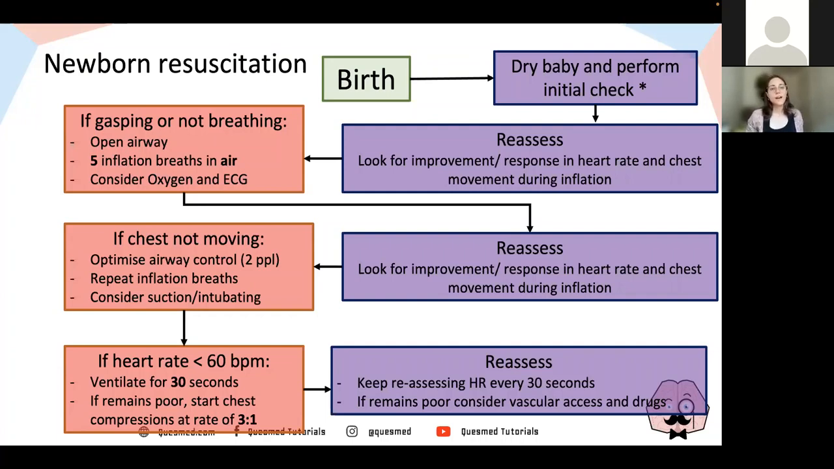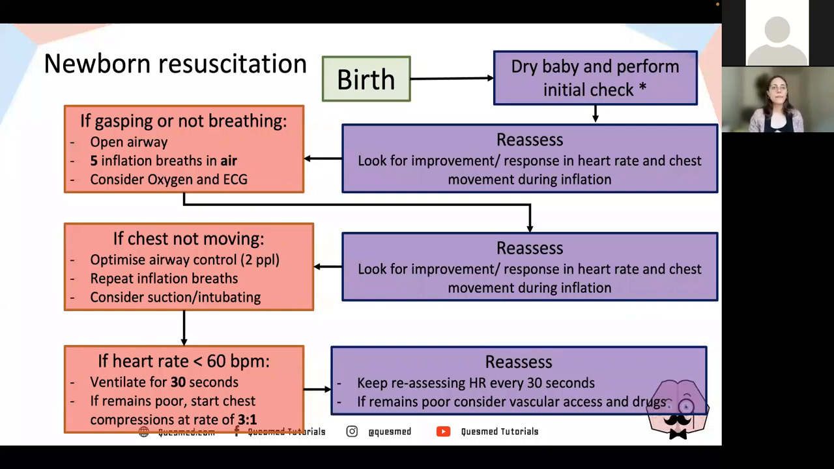At this point, you would give 5 inflation breaths in air. So 5 rescue breaths, just using a bag mask. You might consider oxygen and doing an ECG at this stage, but usually you start with 5 breaths in air, and the recommendation is always to start in air and then reassess. Now this reassessment stage becomes a little more complicated and more subjective. You need to act quite quickly, but you'd want to have 2 people there if this first stage has not worked. You repeat the inflation breaths. At this point, you might consider intubating, giving oxygen.